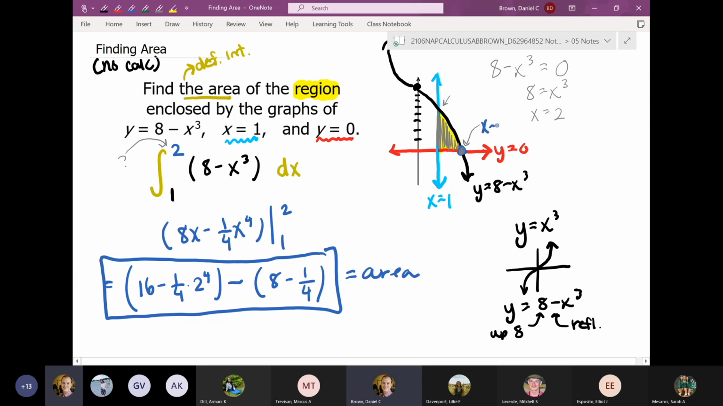So to find the x-intercept, I want to set the function equal to 0 and then solve. So I know that this function is crossing the x-axis at 2. So I know that this region started at 1 and is now ending at 2. Okay, thank you. Any other questions?